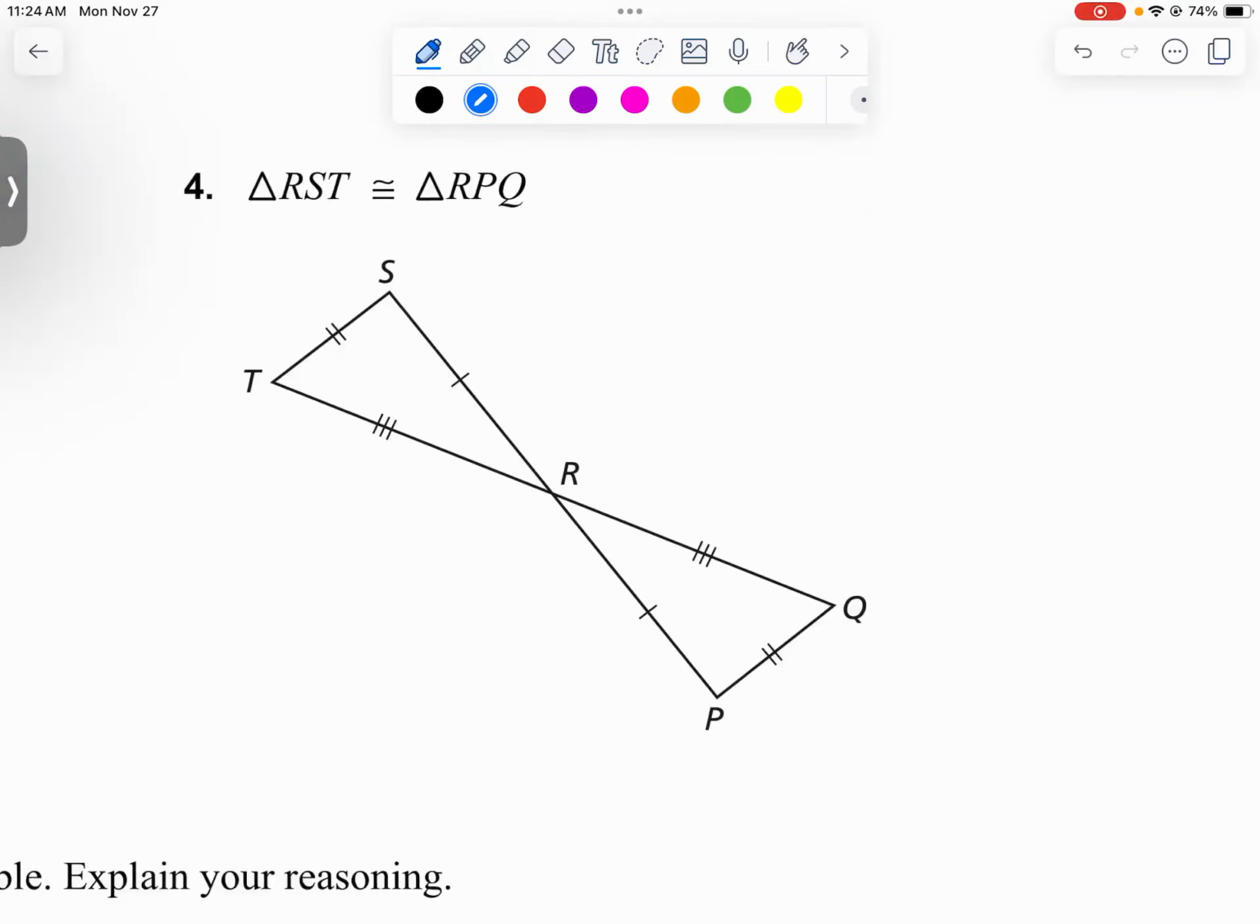Okay, now Clark said this could be one of two. We could say side, side, side. But we have vertical angles here, right? So if you wanted to say side, angle, side, you could.